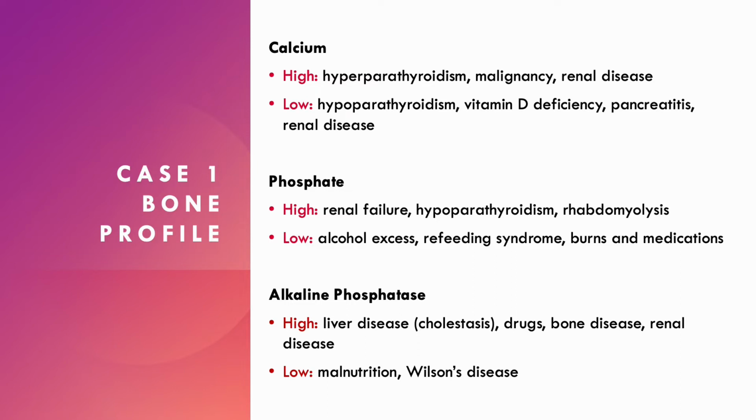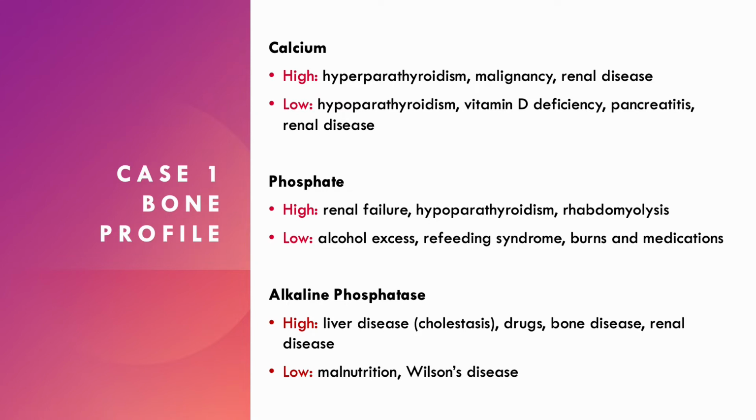Causes of high calcium include things like hyperparathyroidism, malignancy, and renal disease. Just to recap what the parathyroids are and what they do, they're a set of glands which are in the neck and they sit behind the thyroid gland, and they help with calcium homeostasis in the body. So if you have an overactive parathyroid, you get too much bone breakdown and you have too much calcium in the blood. The reverse is the same.